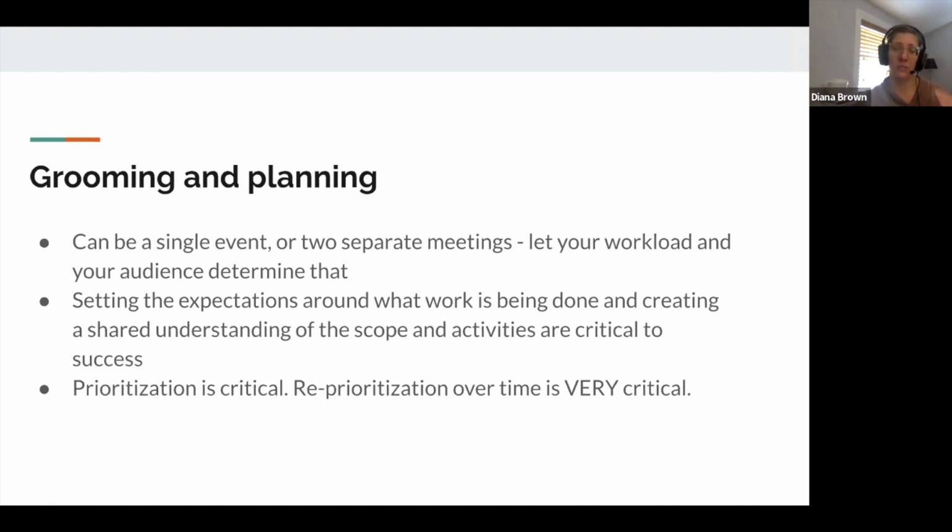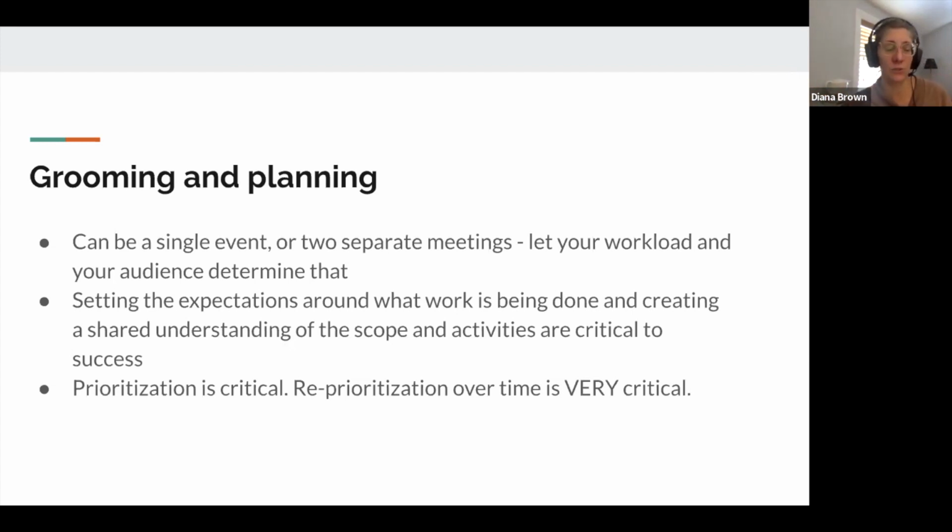But these meetings set the expectations around what work you're doing. They create a shared understanding of the scope and the activities that are critical to success. So you're getting clarity around, I am going to work on this. It's going to be a research effort, or this is a research spike. We don't know what we're going to get out of it, but this is what we're doing. Or, hey, I'm going to start roughing out this workflow, but I'm going to need feedback from you and you during that. It just is a really great way to communicate what's happening.